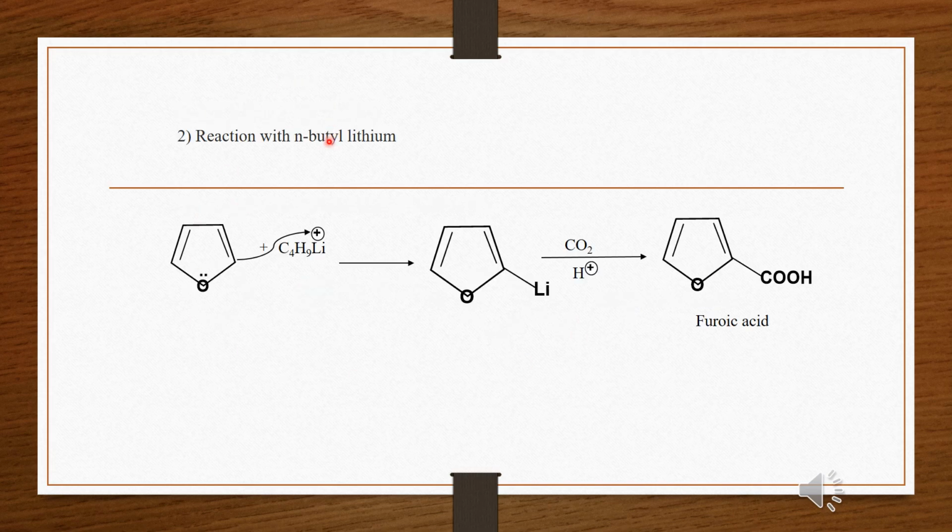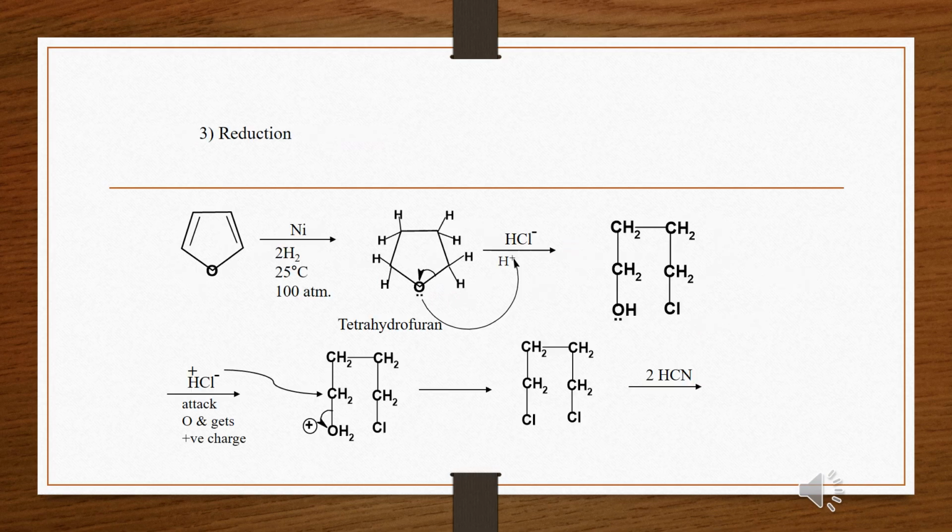The second one is the reaction with n-butyl lithium. Here, with n-butyl lithium, at this position, this lithium will get attached as an electrophile. Okay, and again on reaction with carbon dioxide, it forms furoic acid. And this one is a reduction process in which furan will get reduced in the presence of nickel and 2 molecules of hydrogen at 25 degrees Celsius.